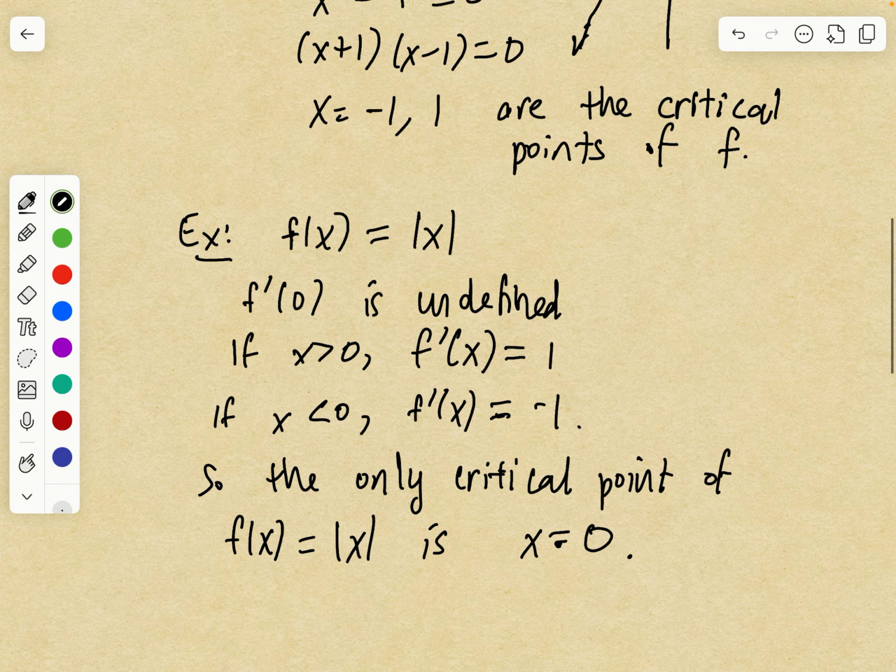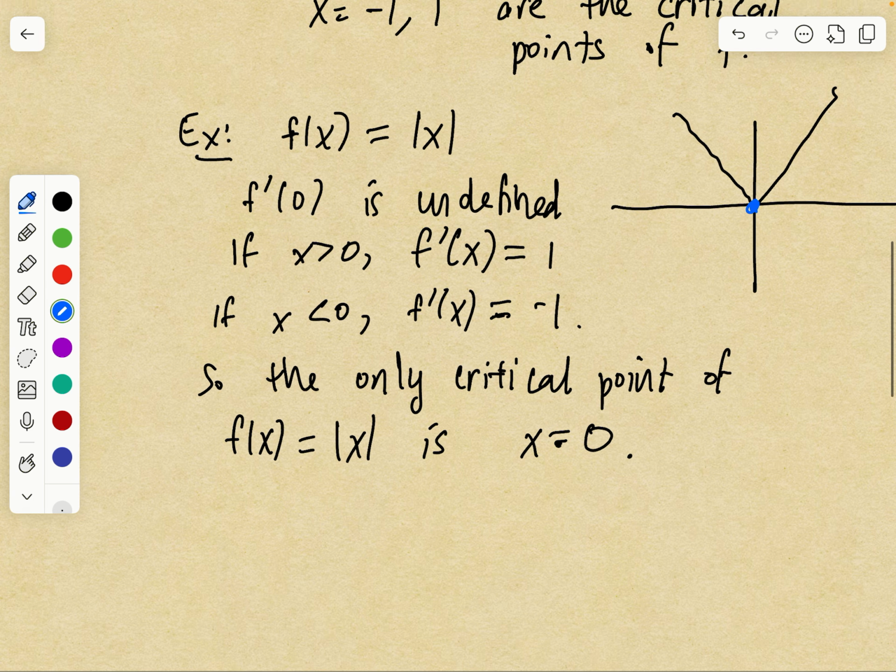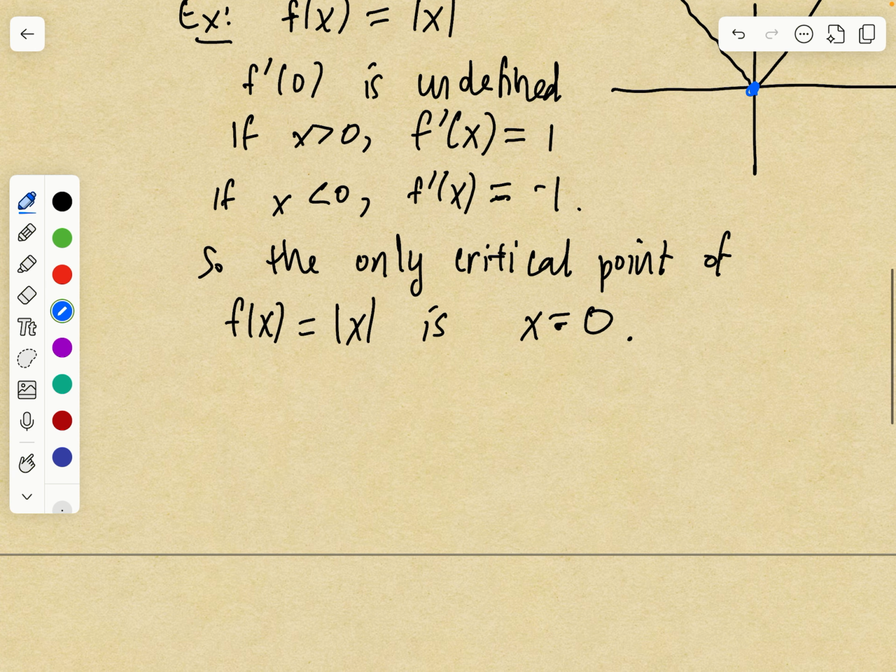And in this case, for the absolute value of x, the graph is going to look like this. And there is a local, actually, this is an absolute minimum. The function has an absolute minimum at x equals 0. Okay, so that's just a review of critical points from calculus. And now we're going to talk about the analog of that when you have functions of more than one variable.